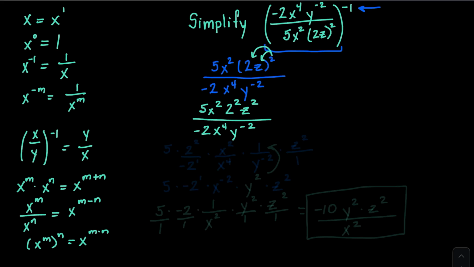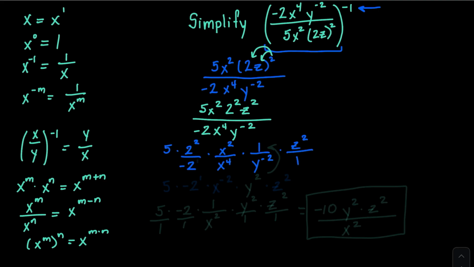Okay, then I check my numerator and denominator separately to see if anything can combine, and I don't see anything. So I have 5, nothing else has a base of 5. 2, I have a base of 2 in the numerator and in the denominator. I have an x squared at the top and an x to the 4th at the bottom. Y is a standalone, so 1 over y to the -2, and z squared stands alone, so z squared over 1.